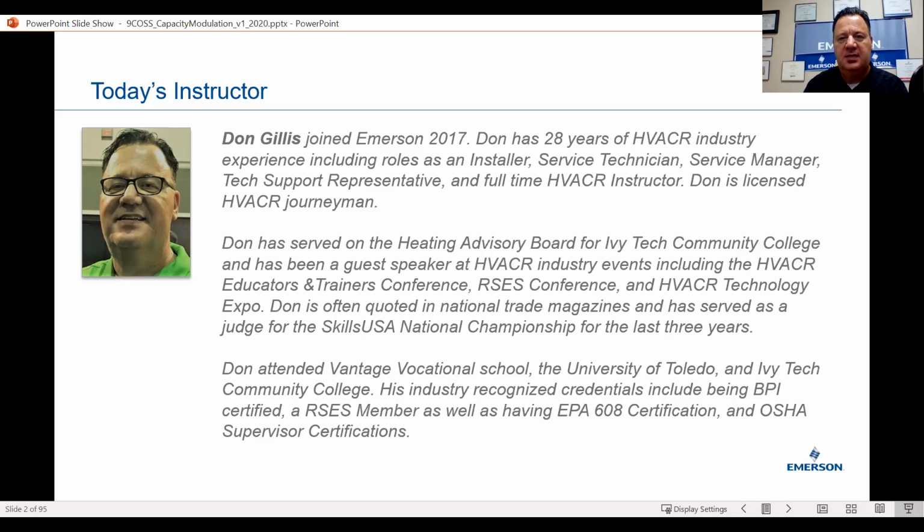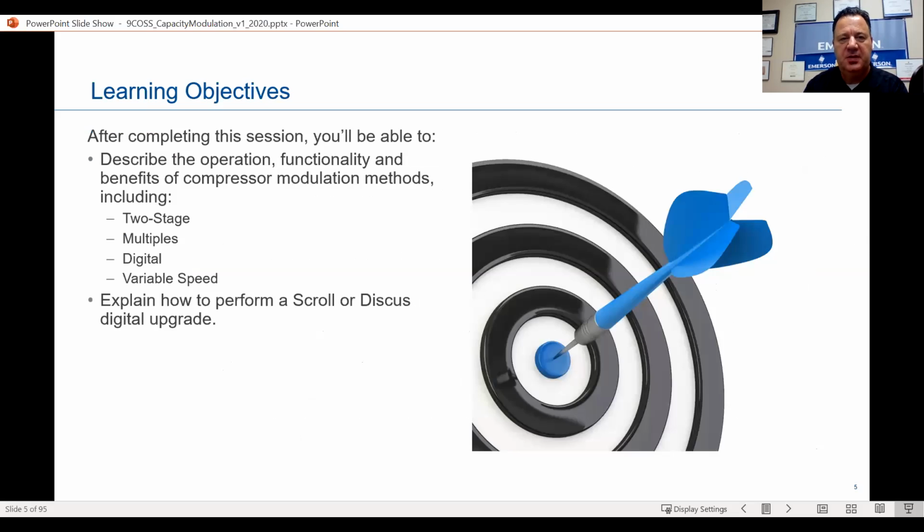So enough about me. Let's get into our modulation. Learning objectives today are going to be, after completing this session, you'll be able to describe the operation, functionality, and benefits of compressor modulation methods, including two-stage, multiples, digital, and variable speed. And we're going to explain how to perform a scroll or Discus digital upgrade. And we've got some videos for you on that also.